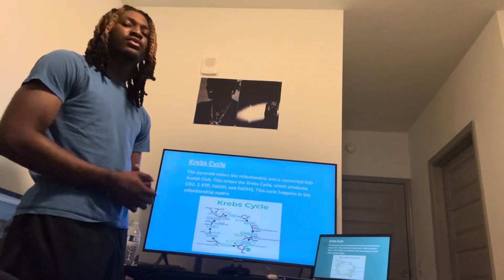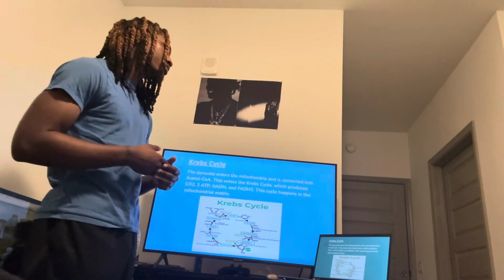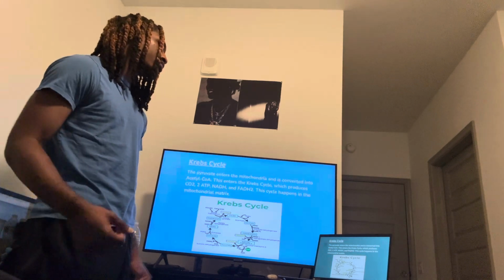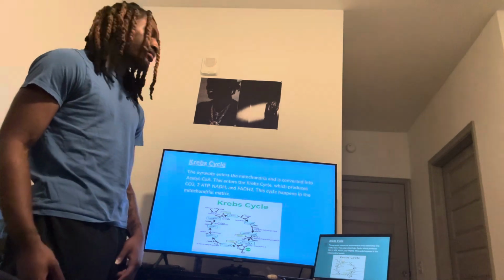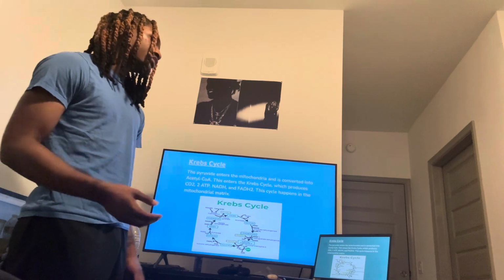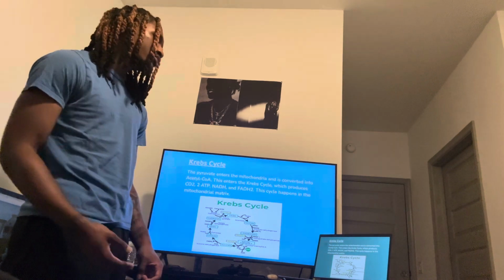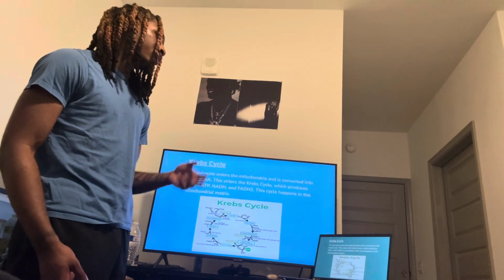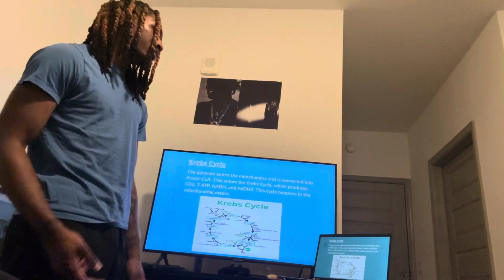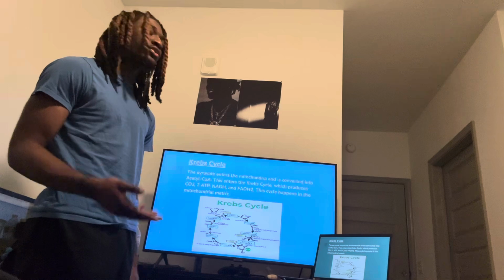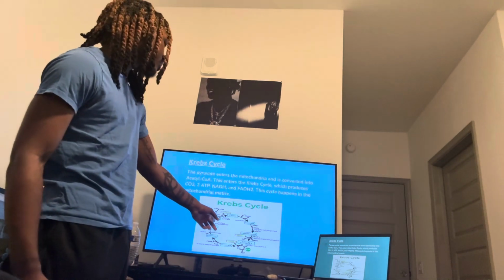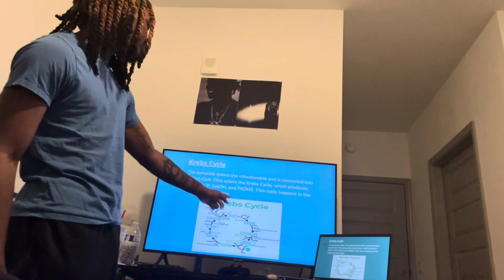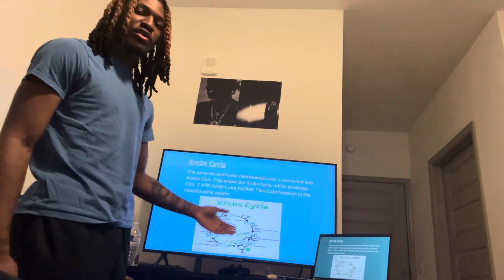In the Krebs cycle, pyruvate enters the mitochondria and is converted into acetyl CoA. This enters the Krebs cycle, which produces CO2, 2 ATP, NADH, and FADH2. This cycle happens in the mitochondrial matrix. And here is the Krebs cycle in the diagram, basically showing the process that I just explained.